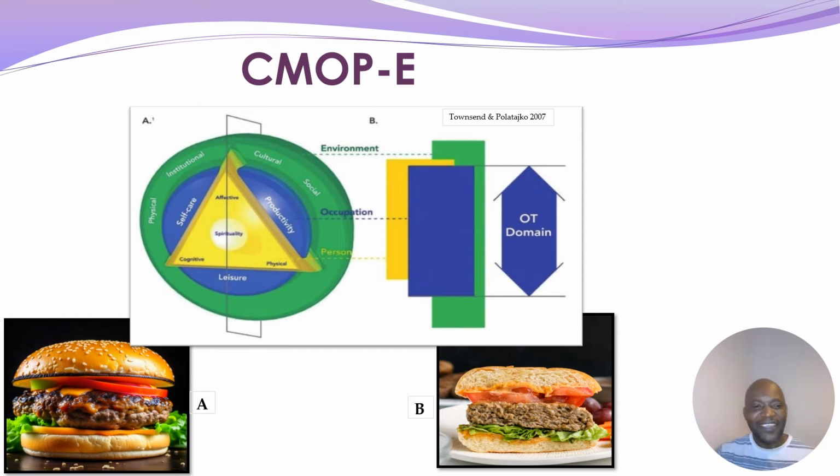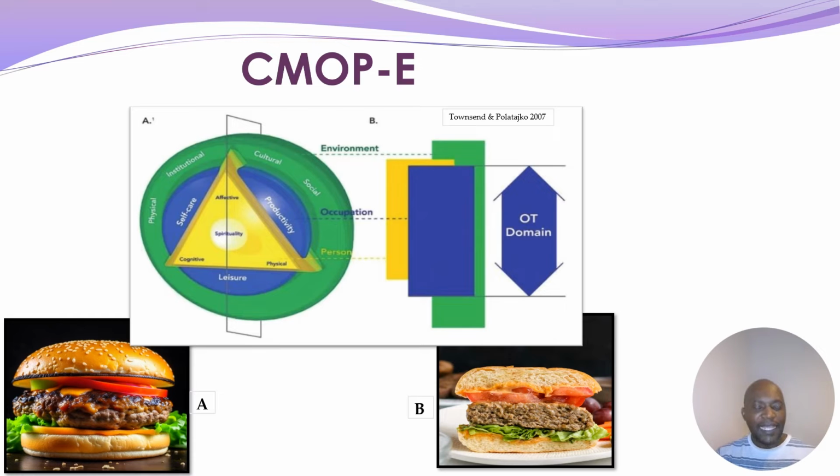So we are having part A for the CMOP-E and then part B. Part A, I would like to think of as my favorite burger. Well, in this case, this burger, I generated it with AI. So looking at burger A, it corresponds to image A on the CMOP-E.